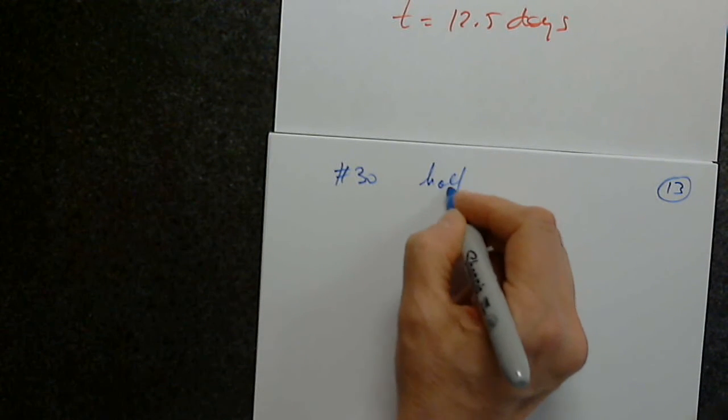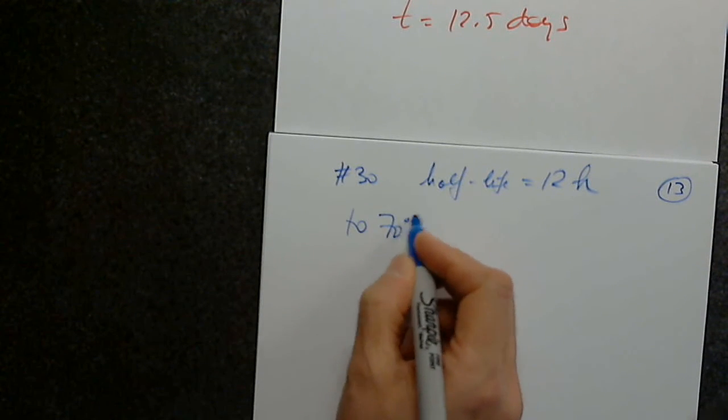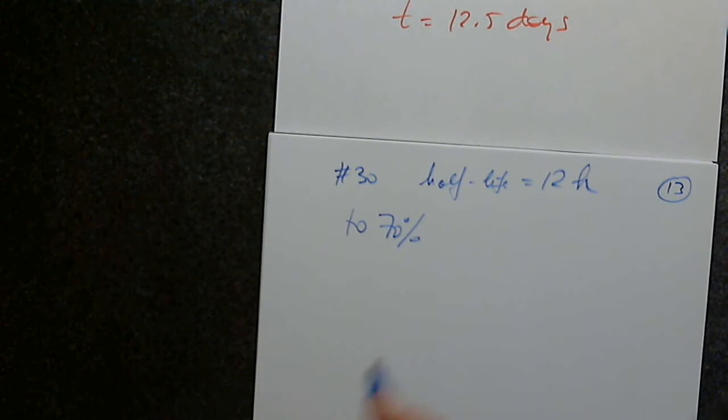We need to know. So exponential applications are not only for radioactive decay, but also for medicine. Yep. So the half-life of aspirin in your bloodstream is 12 hours. Half-life, 12 hours. How long will it take for the aspirin to decay to 70% of the original dosage?